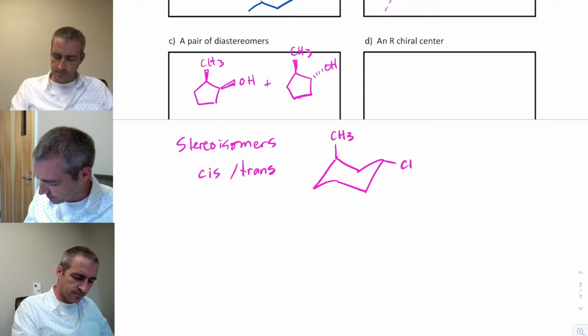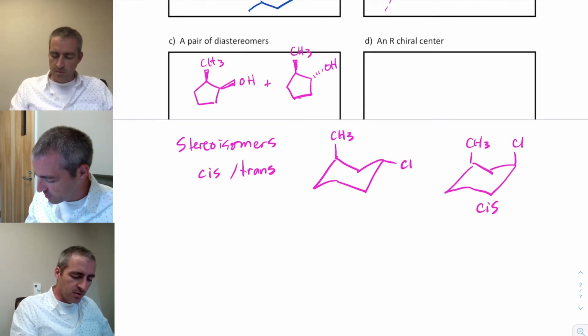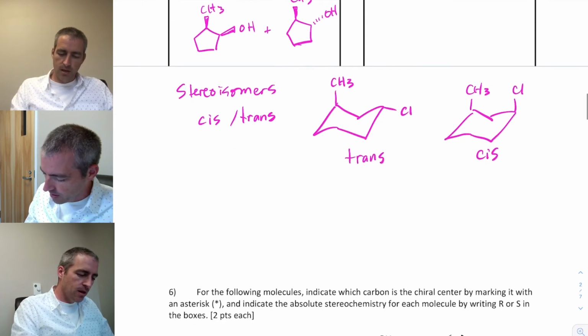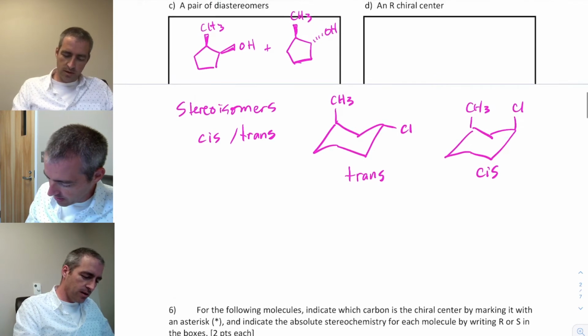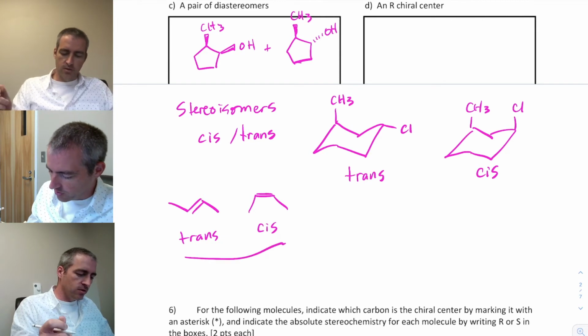Another example, if you want to get fancy, you could draw out cyclohexane and draw something like CH3 and Cl, and CH3 and Cl. This one is cis. It's not the most stable conformation of cis, but that's cis. This one is trans. By the way, when we get to look at alkenes more in depth, alkenes come in cis and trans as well. And these are also diastereomers.